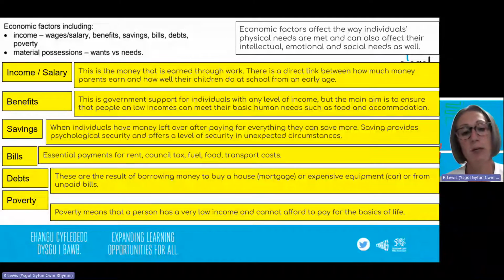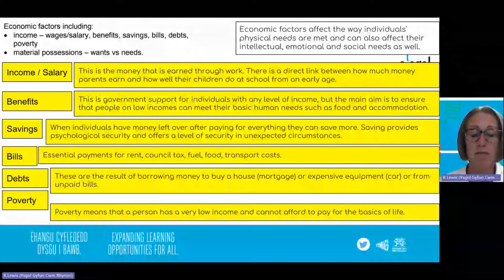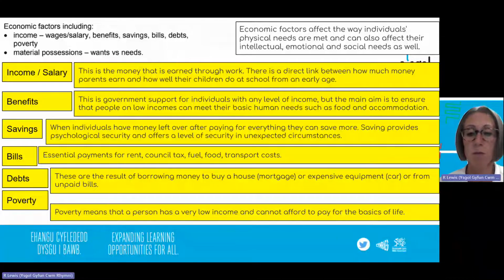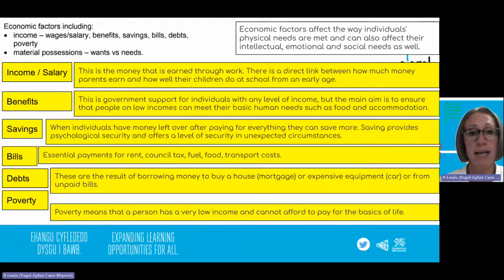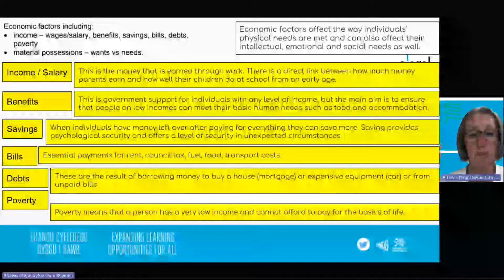Poverty then means that a person has a very low income and cannot afford to pay for the basics of life. And obviously we've had far more contact now with individuals using food banks and communities ensuring that these people gain access to the basics of life.